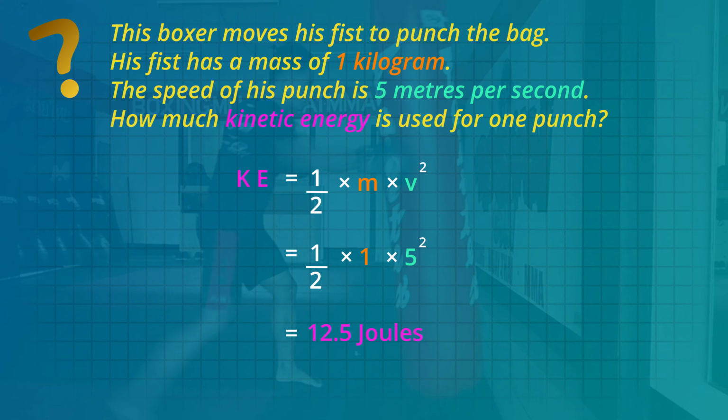Let's put this in perspective. If a chocolate bar has about 1,000 joules of energy, this man could burn off the energy of one chocolate bar after about 80 punches.